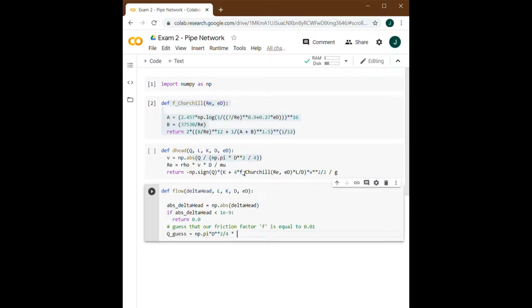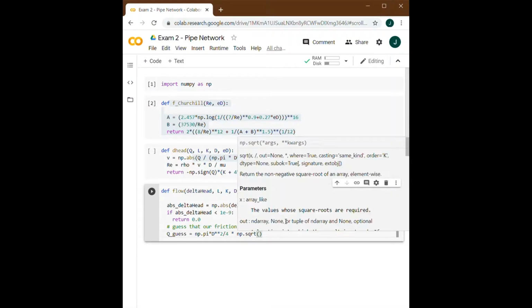Keep in mind, in the head function, our velocity is squared. So to get it by itself, we have to take the square root of the rest of the equation.